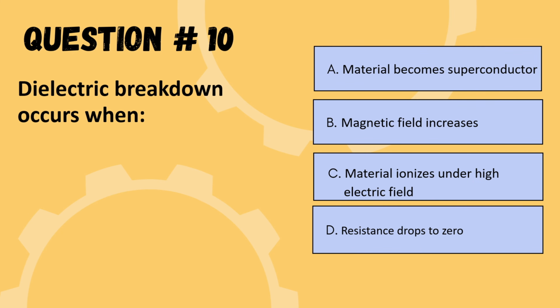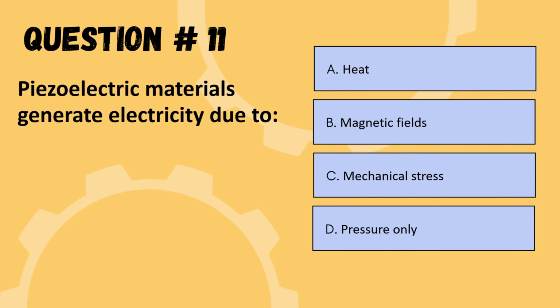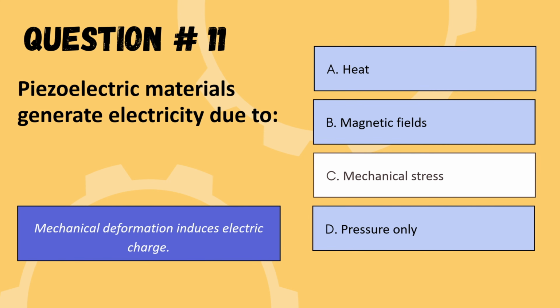Next question is: dielectric breakdown occurs when, options are material becomes superconductor, magnetic field increases, material ionized under high electric field or resistance drops to zero. So the correct option is option C, material ionized under high electric field. So we are moving to the next question. Next question is: piezoelectric material generate electricity due to, options are heat, magnetic field, mechanical stress or pressure only. So the correct option is option C, mechanical stress. So we are moving to the next question.